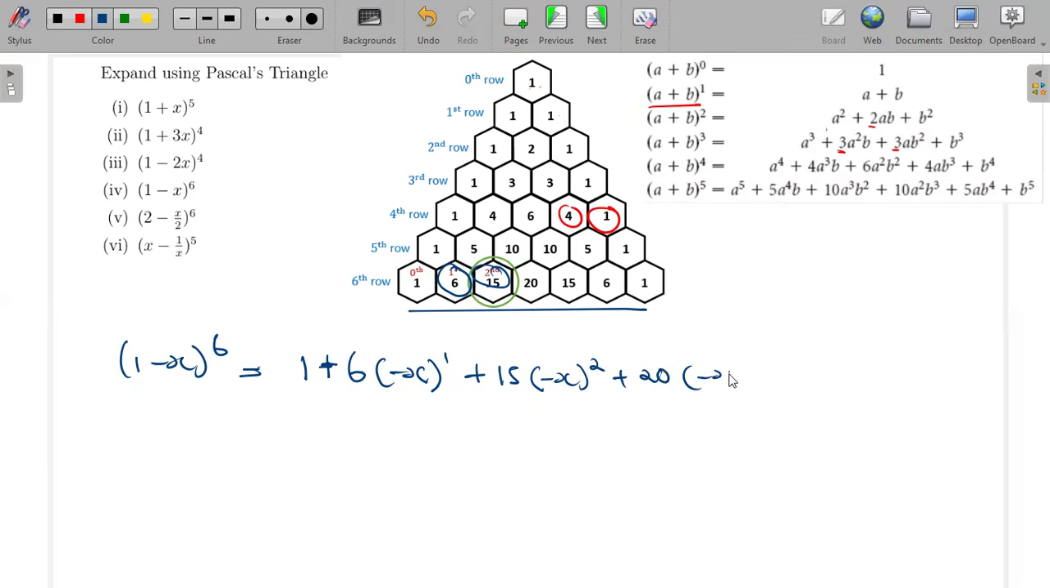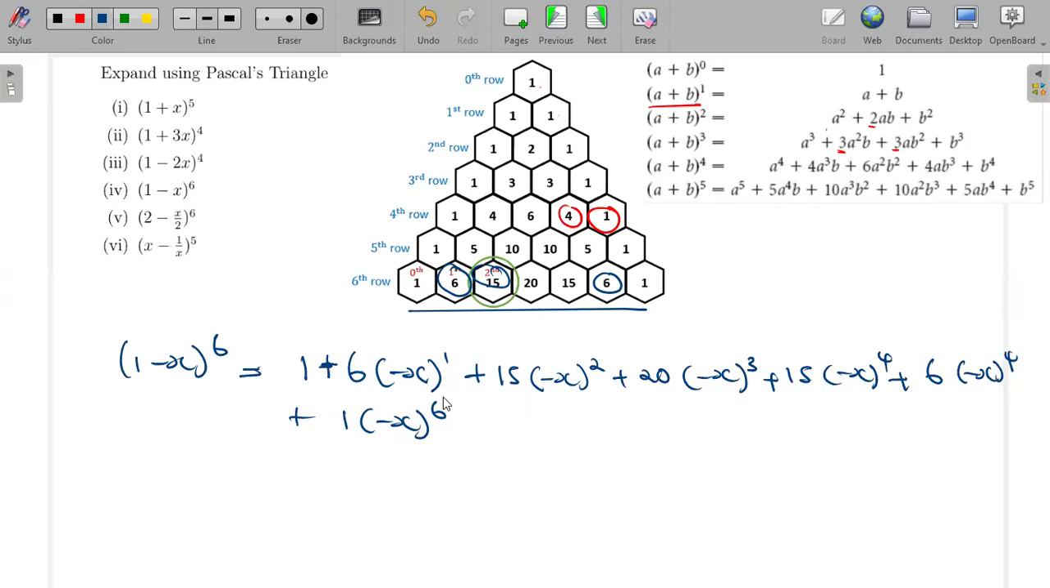Then you have negative x to the power 3, plus 15. And then you have negative x to the power 4. Then plus 6. You see the 6 there. That is negative x to the power 4. Then plus 1, which is the coefficient there. So plus 1. Then multiplying, we have negative x to the power 6, like that.